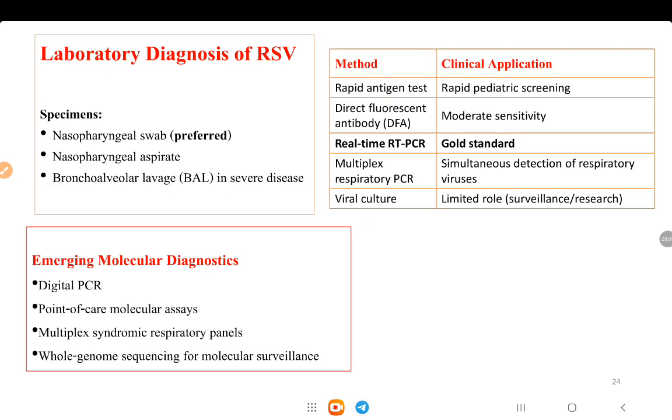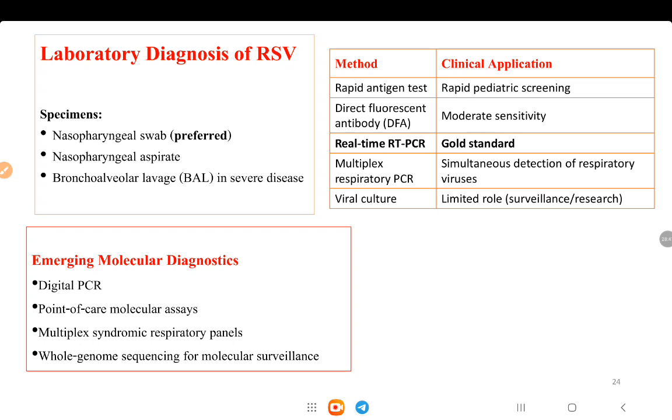How can we diagnose respiratory syncytial virus? We can use a nasopharyngeal swab as a suitable sample, with a nasopharyngeal aspirate, or other types of sample such as bronchoalveolar lavage in severe disease. Emerging molecular diagnostics include digital PCR and point-of-care molecular assays. This is the most used technique for point-of-care molecular assays.